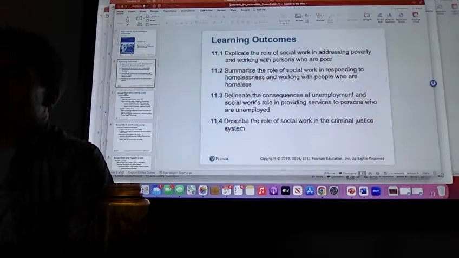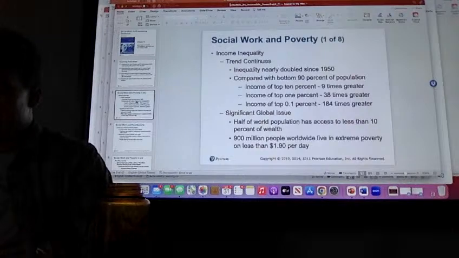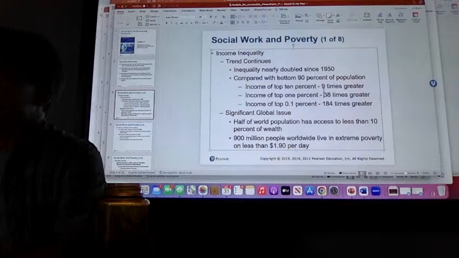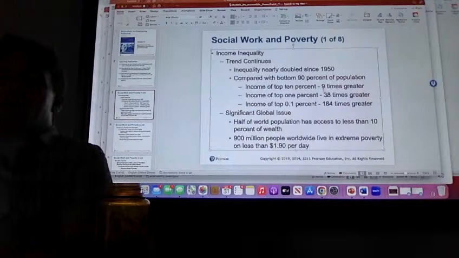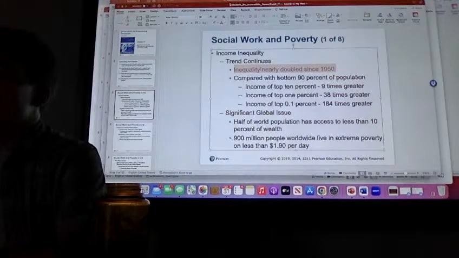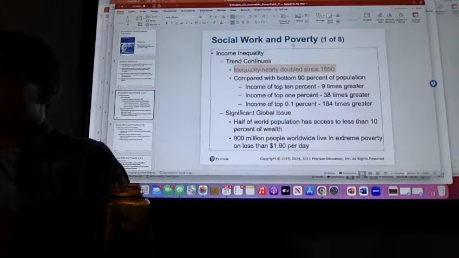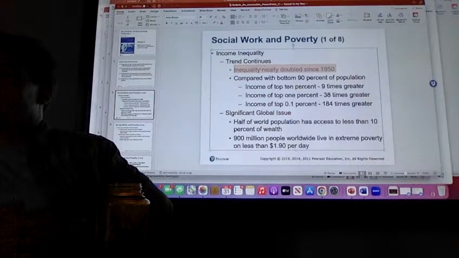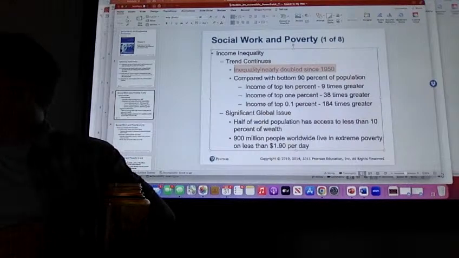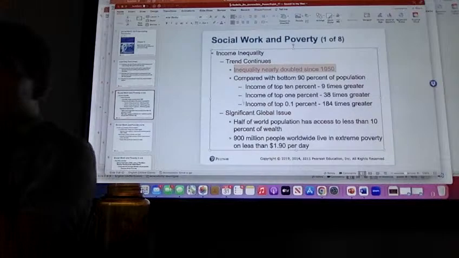And then describe the role of social work in the criminal justice system. So a lot of stuff came out in especially the 50s. So you hear a lot about the 50s being a different time, but income inequality was bad. And so in 1950, inequality doubled with income. Compared with the bottom 90% of population, income of top 10% was 9 times greater. Income of top 1% was 38 times greater. And then the 0.1%, that's like Bill Gates, all those richies that have 184 times more money than we will ever see. It's a significant global issue.